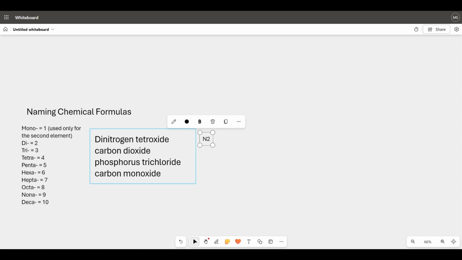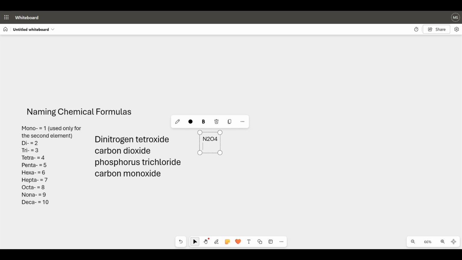And we learned that all covalent compounds usually end with "ide." Since oxide corresponds to oxygen, and tetra is 4, you would put N2O4. That's for the first one.